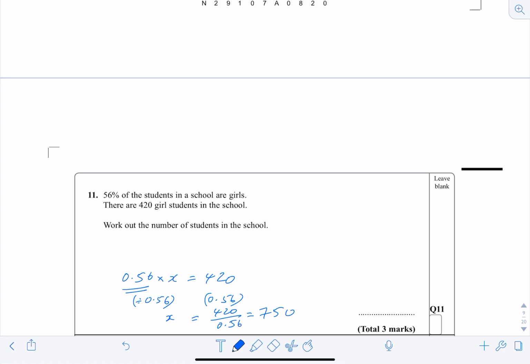Okay, so the number of students in the school is 750, and we will leave it there.